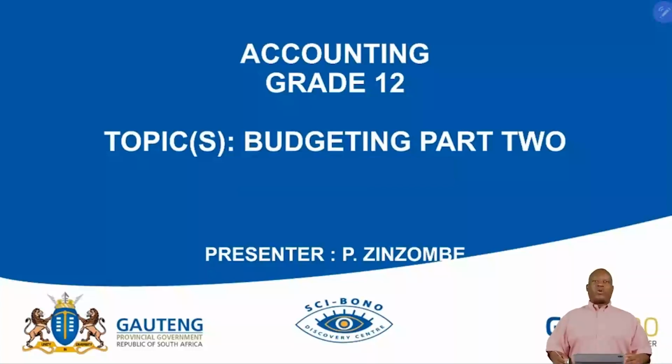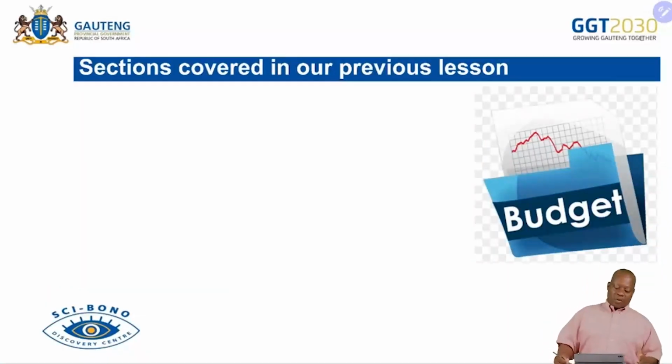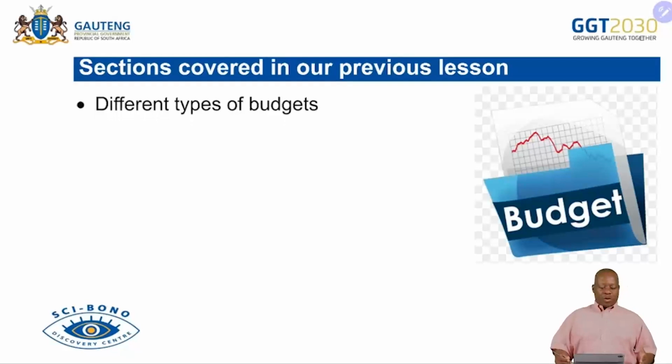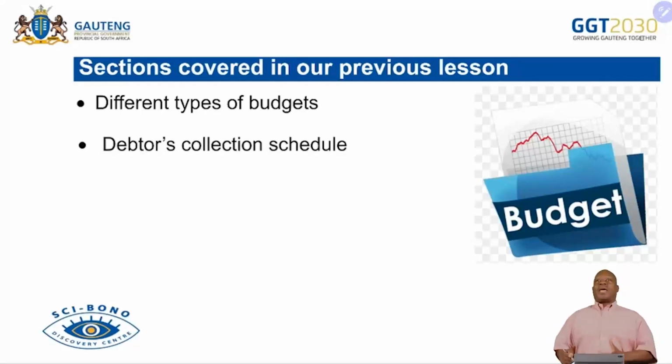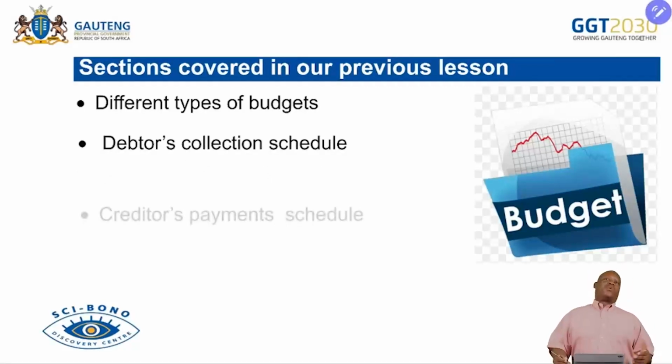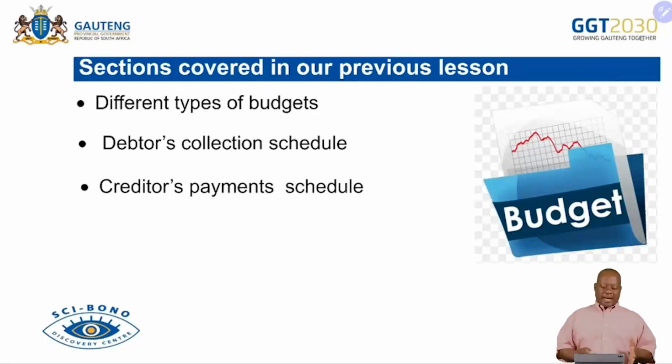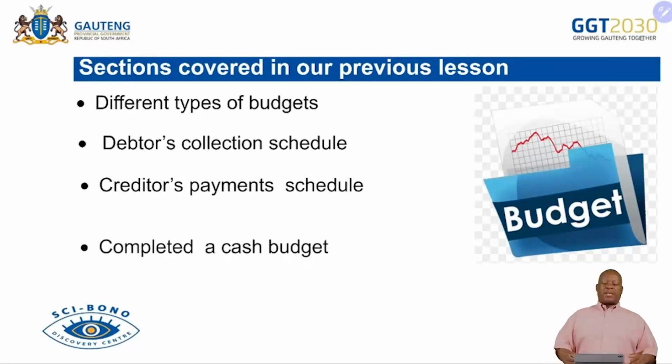Today we are bringing to you a lesson we are naming Budgeting Part 2. So we are still continuing with our budgets. Let's just look into other situations. Now, please check what we covered in our previous lesson. We looked into the different types of budgets, and then we looked into how to prepare a debtors collection schedule. We also looked into how to prepare a creditors payment schedule. And then lastly, we tried to complete a cash budget where some missing figures are given.